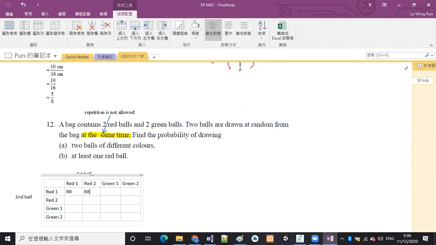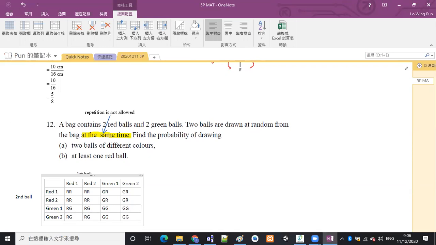This is also red, red. This is green, red. This is green, red, right? This is red, red, red, red, green, red, green, red. This is red, green, red, green, green, green, green, green.